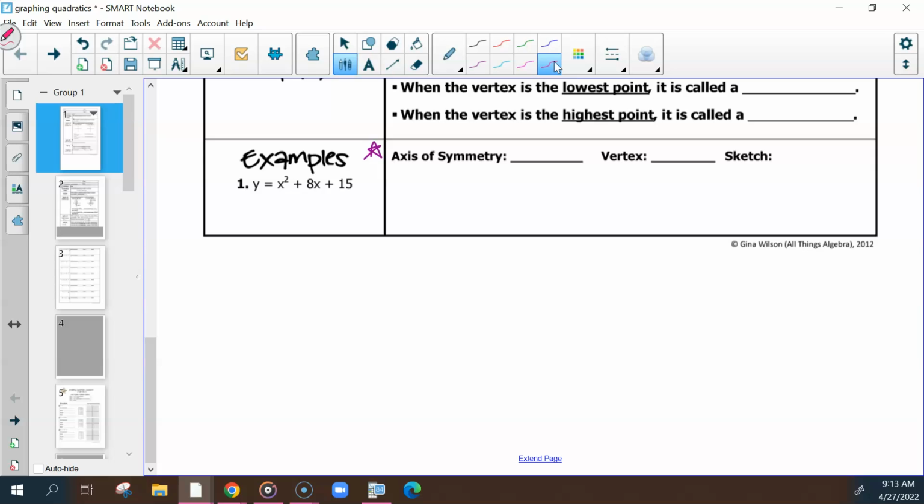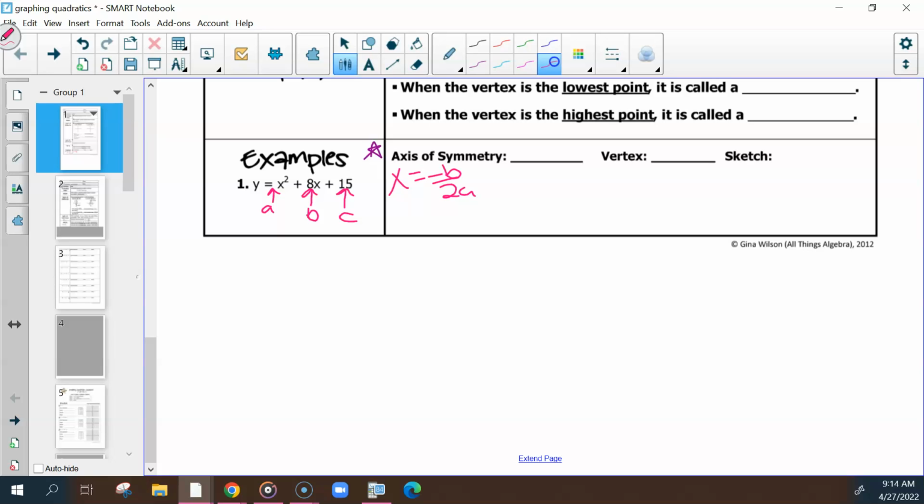So finding the axis of symmetry, we're going to use the formula x equals negative b over 2a. We're looking at this to find our b and our a values. The number in front of x squared is your a, the number in front of x is b, and the number without an x is c.